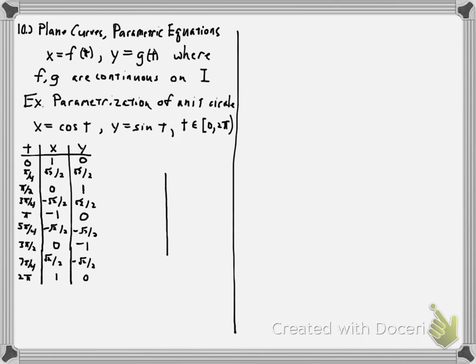So now, to plot points in the xy plane using this table. Here's y, here's x. Our first point is the point 1, 0. That's here. Our next point is root 2 over 2, root 2 over 2. That would be here. The next point is 0, 1. That is here. Next point is minus root 2 over 2, root 2 over 2. That would be here.